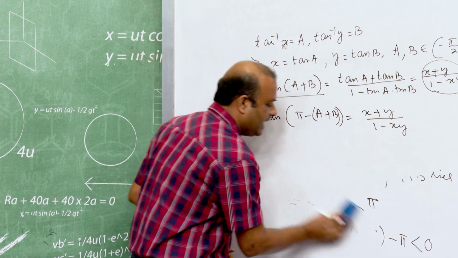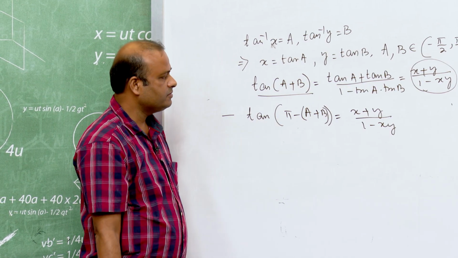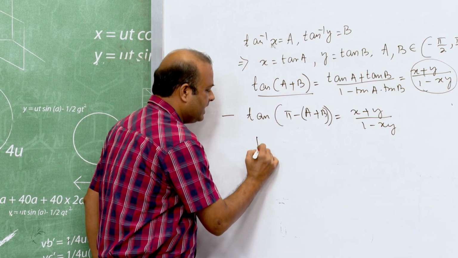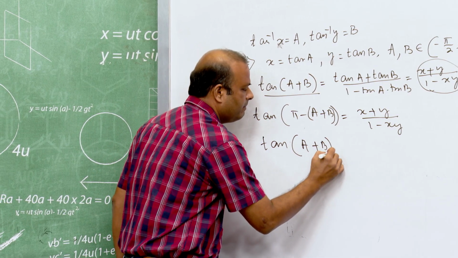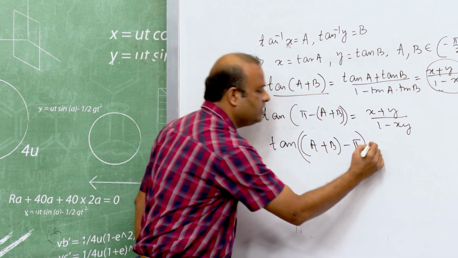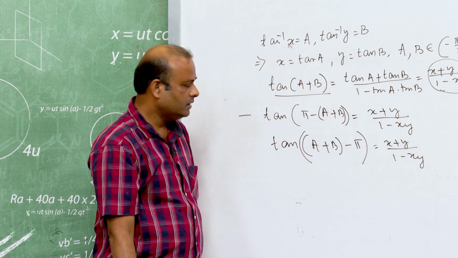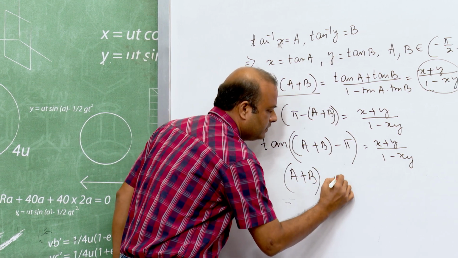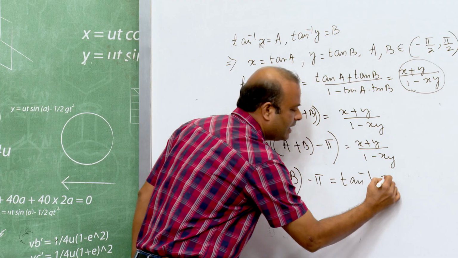So now, minus tan of (pi minus (A plus B)) is equal to (x plus y) by (1 minus xy). So tan of (A plus B minus pi) is equal to (x plus y) by (1 minus xy), right? So A plus B minus pi is equal to tan inverse of (x plus y) by (1 minus xy).